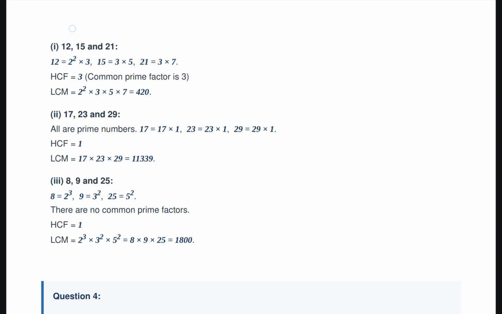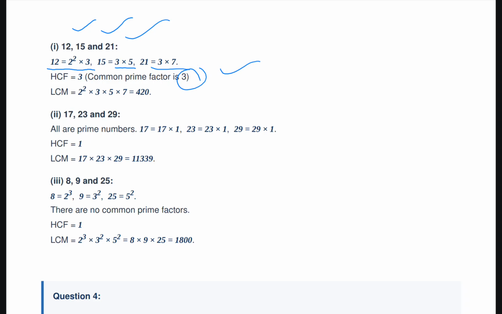We are given three numbers: 12, 15 and 21. First of all, find the prime factors of these three numbers. You can see here the prime factors of 12 are 2 raised to the power 2 into 3, of 15 are 3 into 5, and of 21 are 3 into 7. So what is the SCF? What is common in the prime factors of these three numbers? You can see the common prime factor is 3, so the SCF is 3.